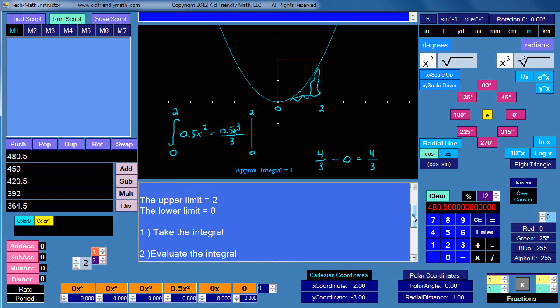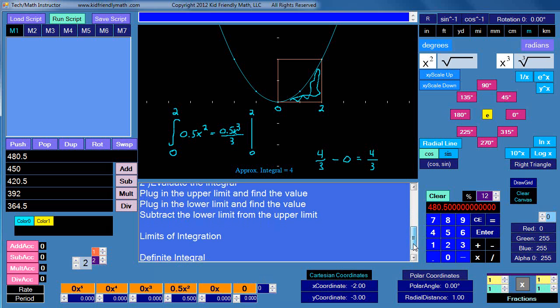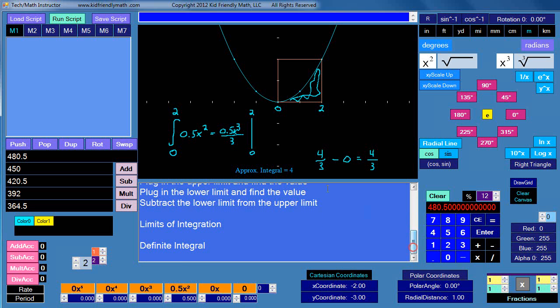I'll show you down here that this is exactly what you do. You plug in the upper limit and find the value, you plug in the lower limit and find the value, and then you subtract the lower limit from the upper limit. So these are your limits of integration, the 2 and 0. Since you've given it a definite range in which to evaluate the integral, between 0 and 2, you've essentially defined the limits of integration.